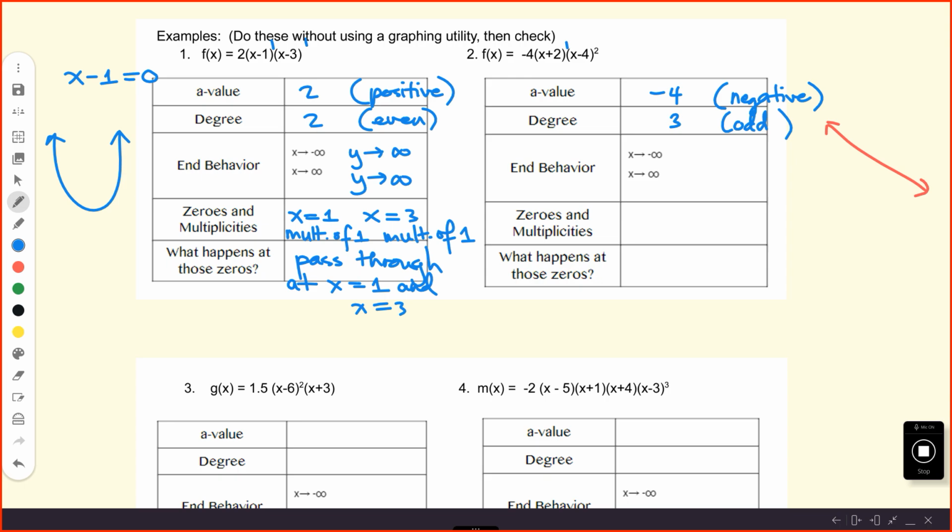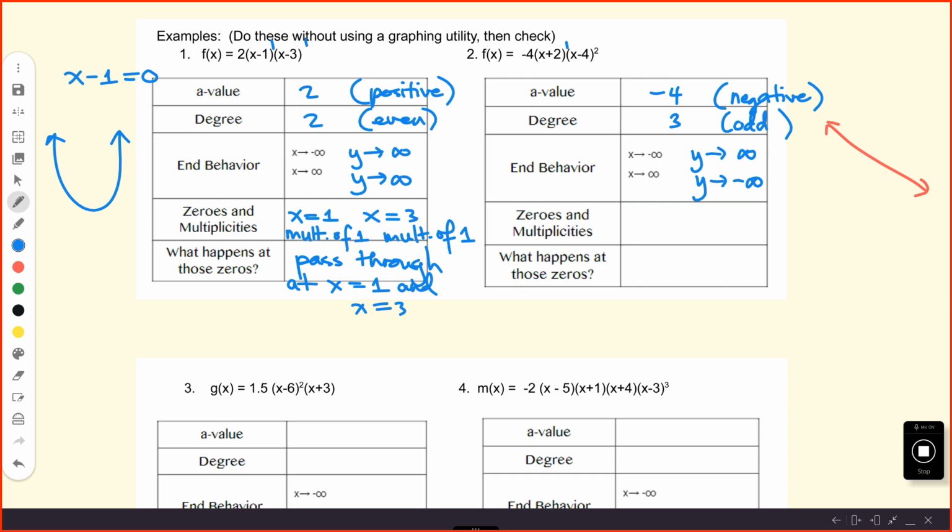Okay? So that's going to be y. This one is positive infinity at the left, and then at the right, it's going to be negative infinity. If one of the signs is wrong, then it's going to be wrong. Okay? So what are the zeros?